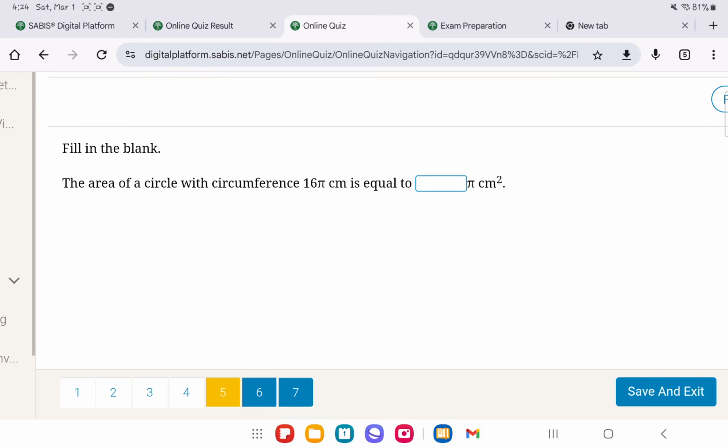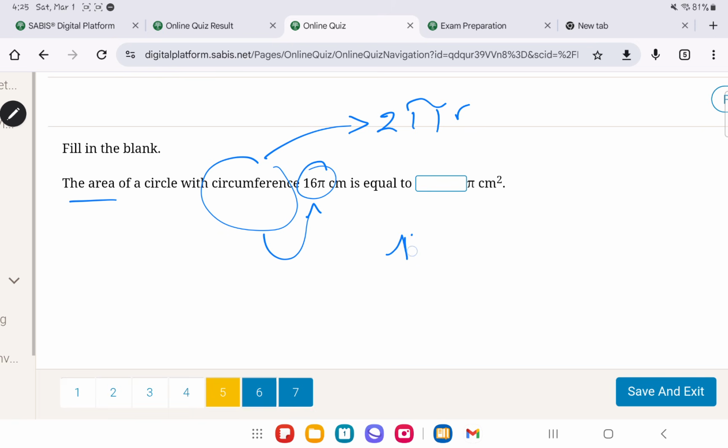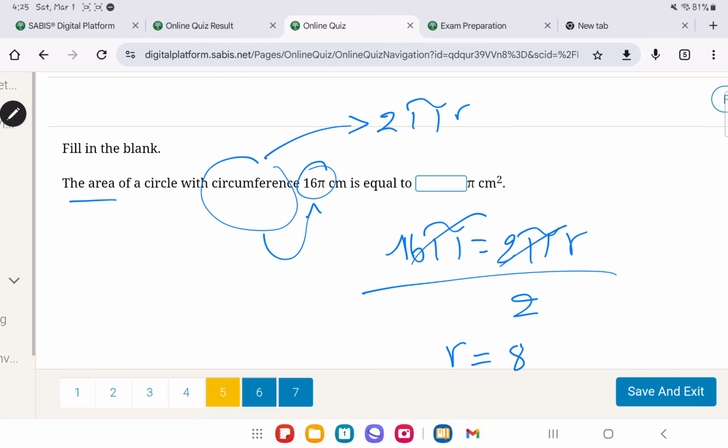We move on to question number 5. This is again a very simple question. They need the area of a circle that has circumference 16 pi. We know circumference is 2 pi r. So we can find the value of r. So it becomes 16 pi is equal to 2 pi r. Cancel pi, divide by 2. You will get that r is equal to 8.